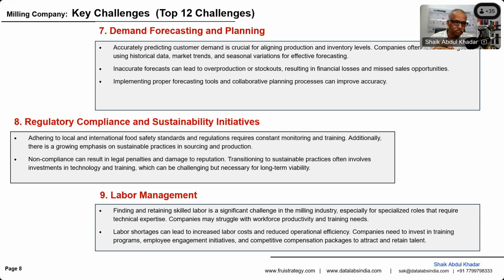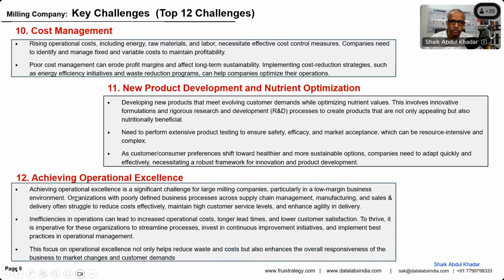Then regulatory and compliance and sustainability initiatives. Since it is a food product, you have heavy regulatory compliances you need to follow. So this is also one of the key challenges for the milling companies in the Middle East primarily. And of course, labor management is also a critical challenge. Then we have cost management. Whatever you do in the milling supply chain, the cost has to be very minimal. Wherever you find cost reduction, you have to do it without compromising on the quality of the product.